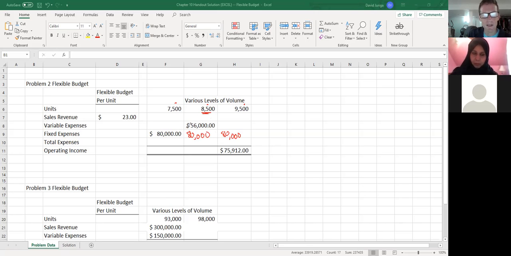Now, here's the next one to think about. At 8,500 units, they've given us variable cost of $56,000. That is a total variable cost. So here's the deal. How could we figure out the variable cost at 7,500 units and the variable cost at 9,500 units? What are you going to have to do to be able to figure out those numbers? Anybody? Any guesses?